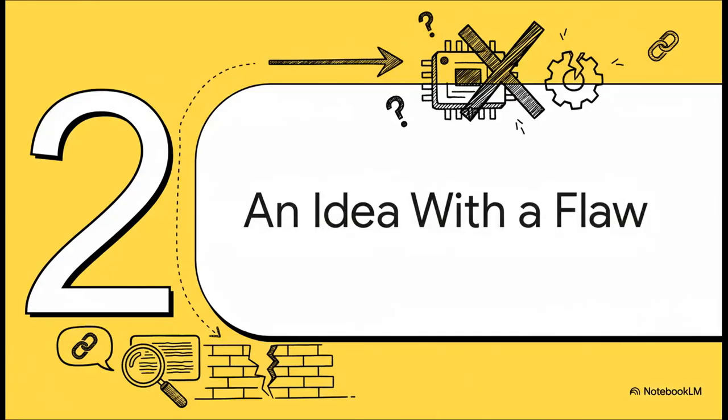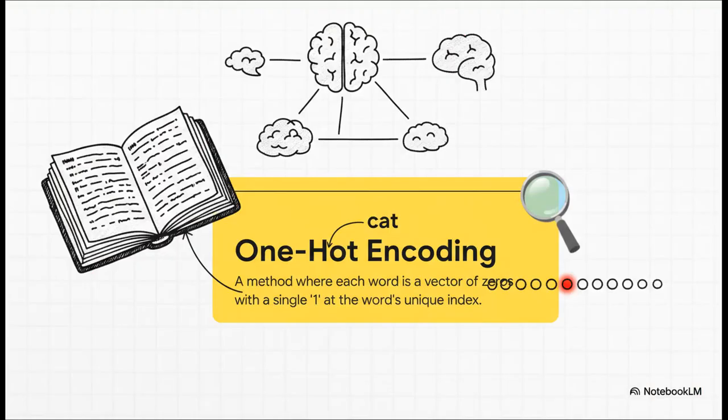Okay, so the first big idea to solve this was, well, it was really simple, super straightforward. But, and this is a big but, it had a massive flaw. This first approach is called one-hot encoding. Just imagine you have a dictionary with every single word you can think of. To represent the word cat, you'd basically create this huge, long list of zeros, one zero for every word in that dictionary. And then you'd find the spot for cat and just flip that zero to a one. That's it. It's like giving every word its own unique little on-off switch.